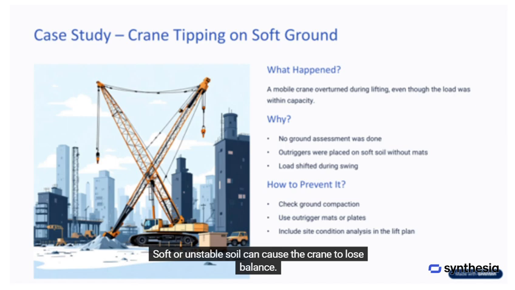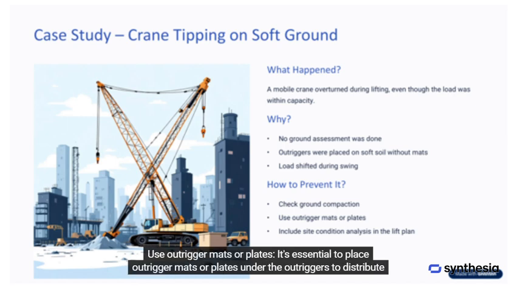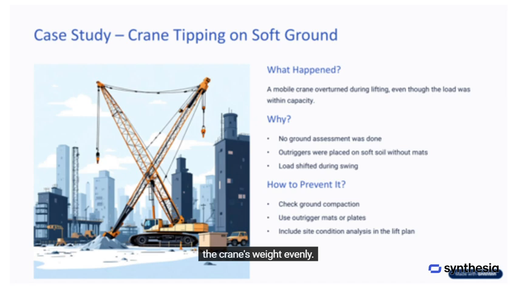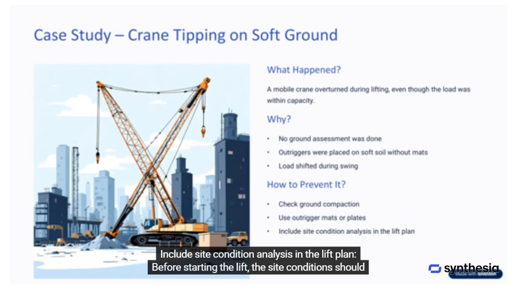Soft or unstable soil can cause the crane to lose balance. Use outrigger mats or plates. It's essential to place outrigger mats or plates under the outriggers to distribute the crane's weight evenly. This helps prevent sinking into soft soil.